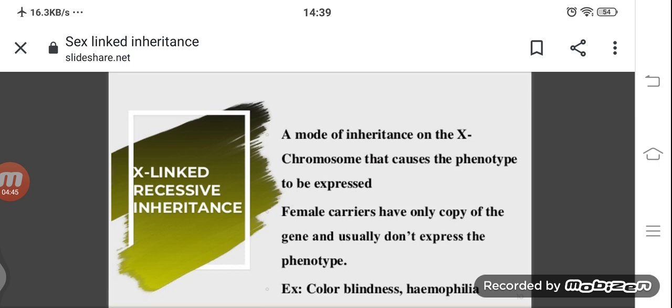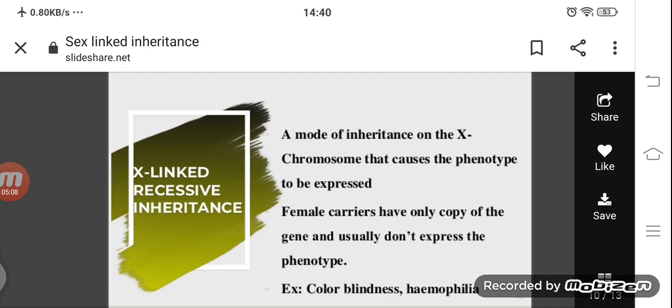How? The mode of inheritance is that the X chromosome causes the phenotype to be expressed. Female carriers have only one copy of the gene and usually don't express the phenotype. In here, females are always carriers, so there is no chance to express the phenotype, as in color blindness, hemophilia and other disorders. So this is about sex-linked inheritance.